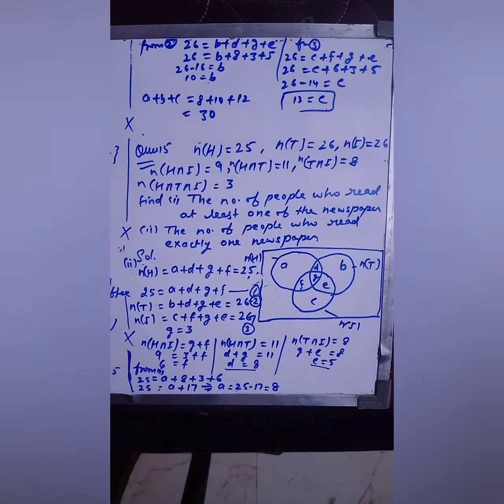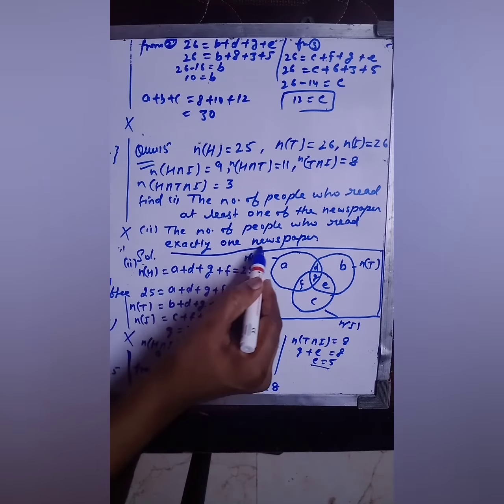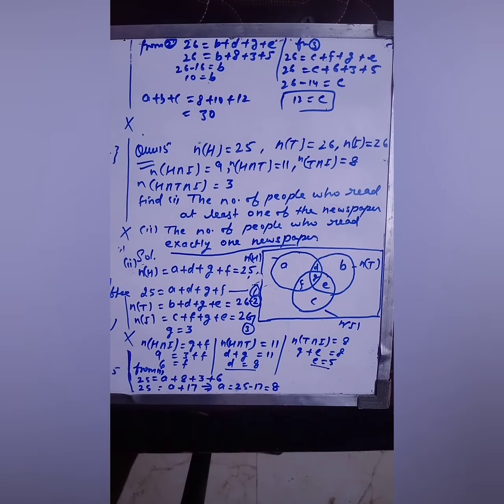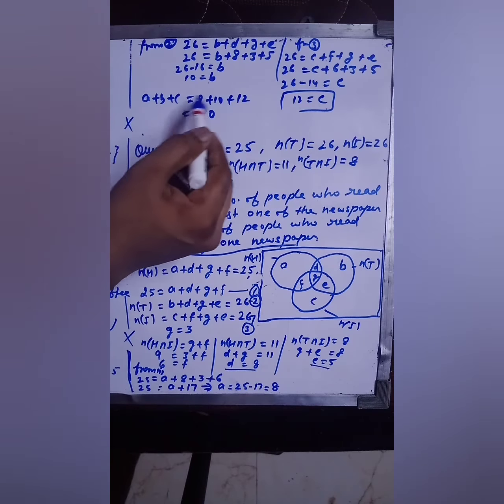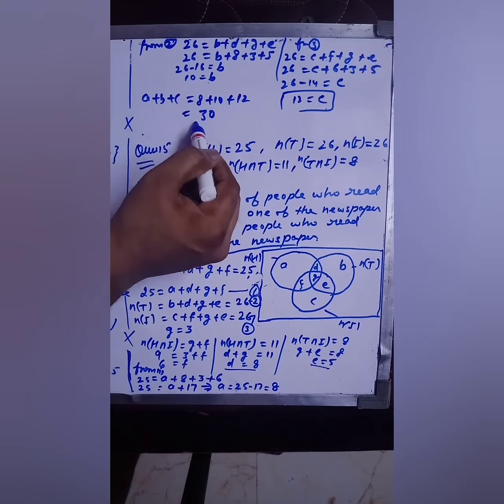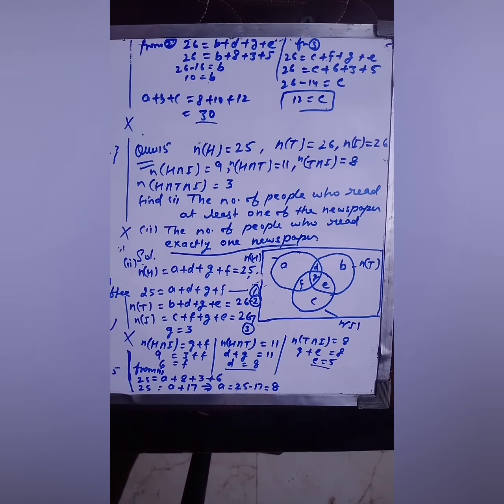Okay, so we have to find out the sum of all the people who read only one newspaper, exactly one newspaper. This is what we have to find out. Okay, so to find this, we need to find the sum of A plus B plus C. So when you put the value of A, B, C, you will get 30. So this is the required answer.